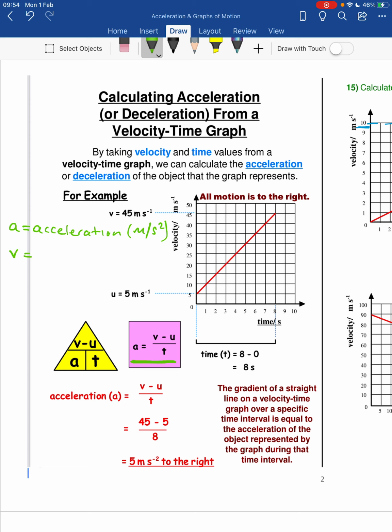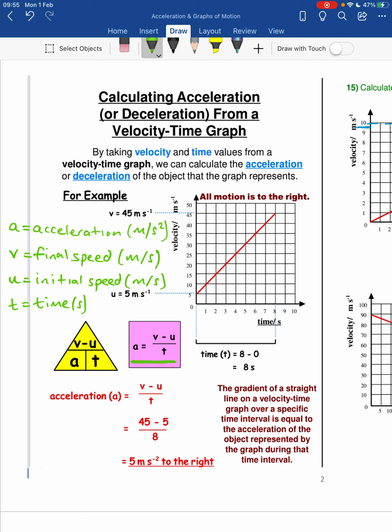V is the final speed of the object, either at the end of the journey or the end of a stage in the journey, and speed is just meters per second. The U stands for initial speed, so the speed at the beginning of the journey, or at the beginning of a stage in the journey, also measured in meters per second. And the final quantity is just time measured in seconds.